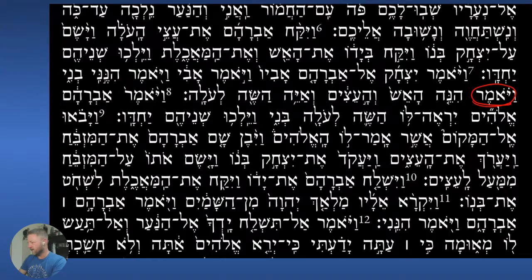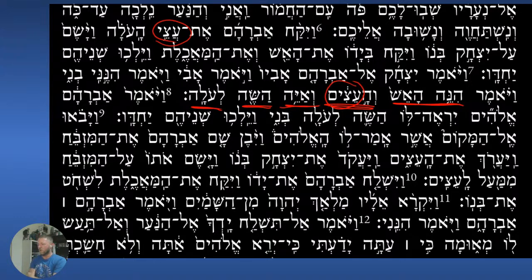Vayomer, this is Isaac again speaking. Isaac said to his father, and he said, father. Now we have him. Behold the fire, hineh ha'esh, veha'eitzim, and the wood. Eitzim is plural, it's been plural the whole time, atzei ha'olah. Ve'ayeh haseh le'olah, where is the lamb for a whole burnt offering? Seems there wouldn't be a story without Isaac.